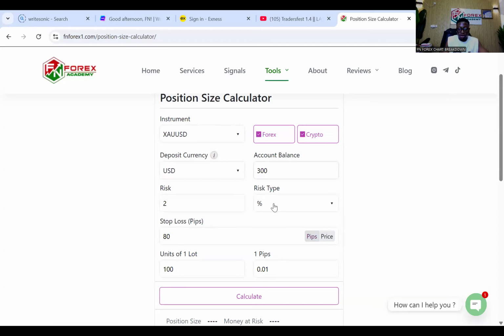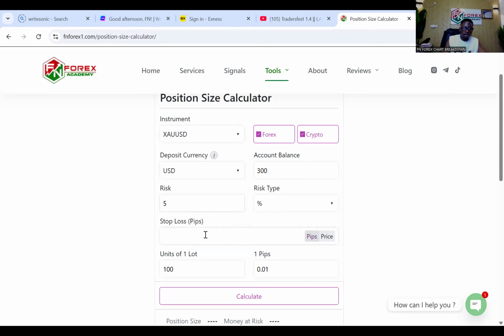How much do you want to risk on your account? Maybe you want to risk 5%, maybe you want to risk 10%. You just put it in, right? So you can put 5%, or you can change it to money. So you just simply put the actual amount that you want to risk, maybe $10 or any amount, right? If we are going to risk 5% of our account, we will be risking maybe around $15, right? If in percentage, then you just put how many percent you want to risk, maybe 5%.